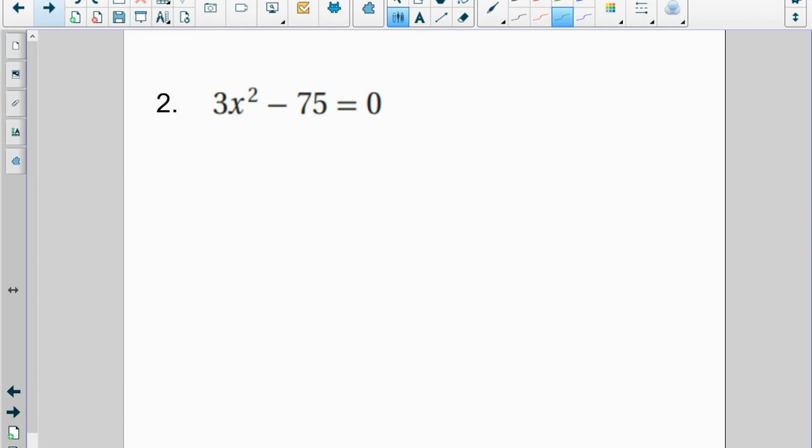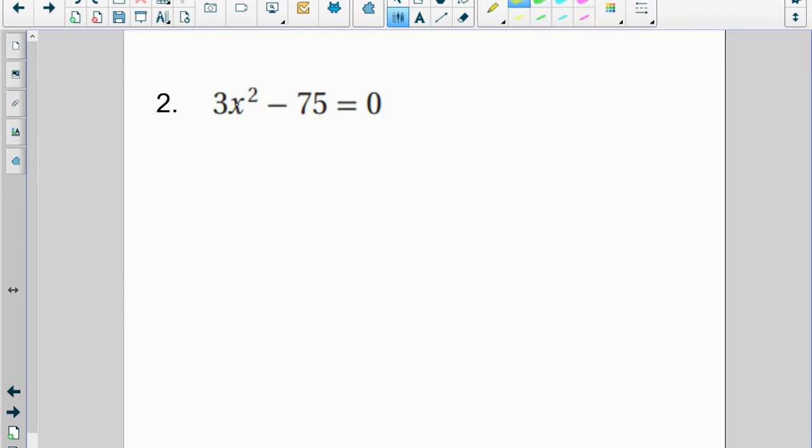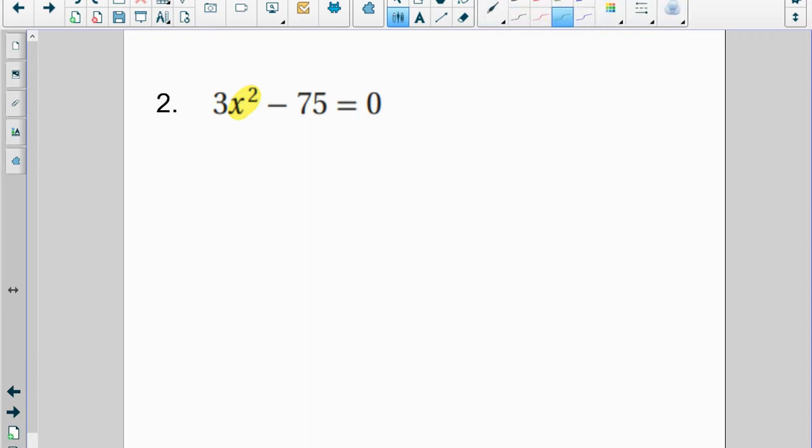Here's number 2. Again, start with what is actually being squared. It's not the 3x that's being squared. It's only the x that's being squared. I have to do some work at the beginning to try to get the x squared by itself. So let's see. I have to get rid of the 3. I have to get rid of the 75. Let's start there.